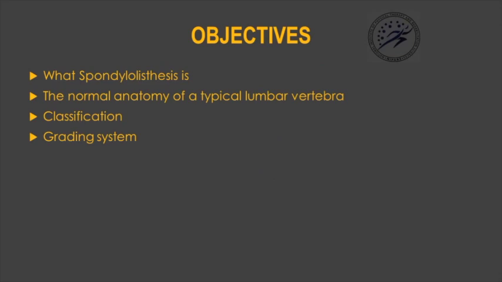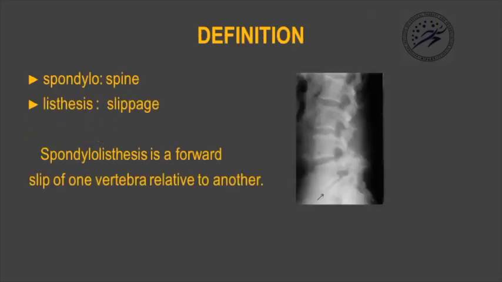Today, we are going to start a topic about spondylolisthesis. In today's session, we are going to cover the following aspects of our topic. Start with the definition first. As you can see, it is divided into two: spondylo, meaning spine, and listhesis, meaning slippage. So, spondylolisthesis is a forward slip of one vertebra relative to another.